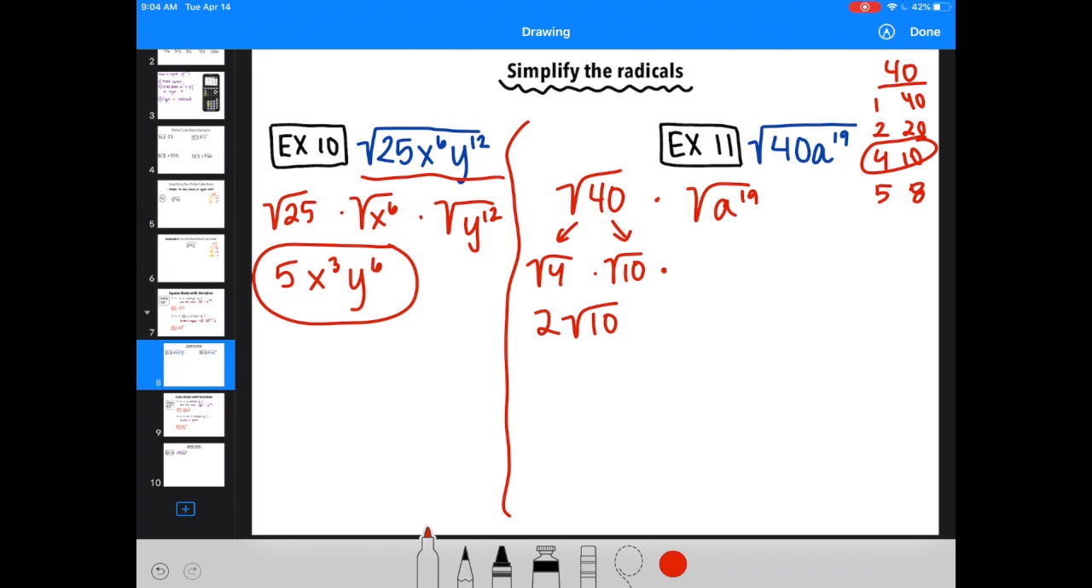Now to go look at my variable. Because remember, all of this is just multiplied by each other. So the square root of a to the 19th, that is not an even exponent value, so I have to break it up.